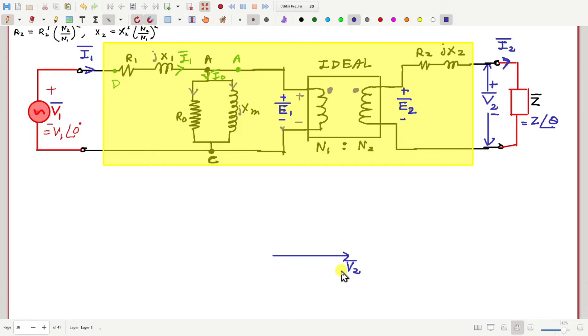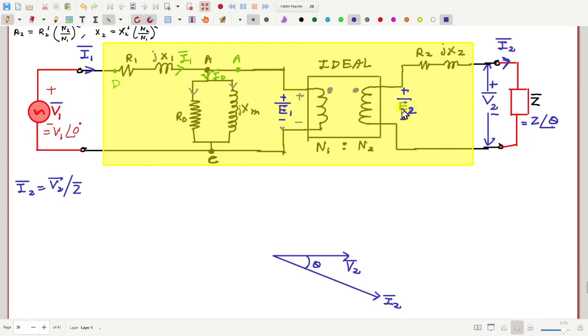I2. E2. E2, but before I2. E2 I cannot draw. Before that I need something else. Before E2 I need the current I2. Okay, so let me draw I2 first. Suppose this is I2. Why can I draw I2 directly from V2? Because I2 is just V2 by Z, and Z is known. This angle is theta.